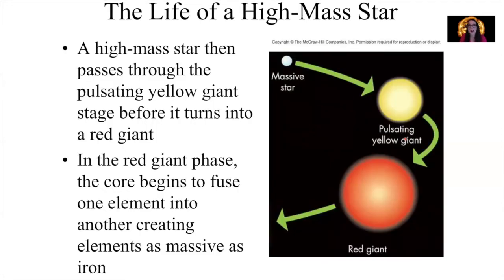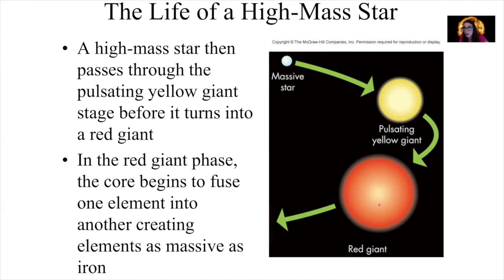We've got our high mass star, and then the high mass star passes through a pulsating yellow giant stage before it turns into a red giant. Now, once these massive stars reach their red giant phase, the core begins to fuse one element into another, creating elements as massive as iron all the way along our periodic table.